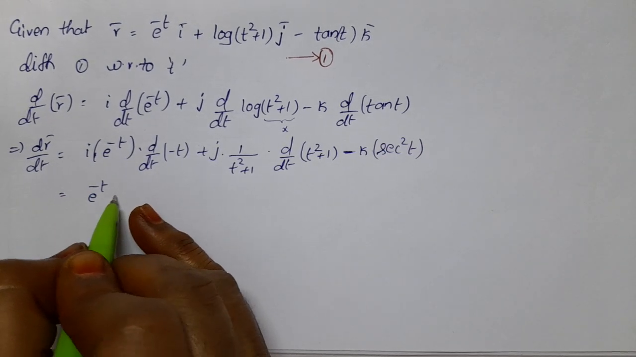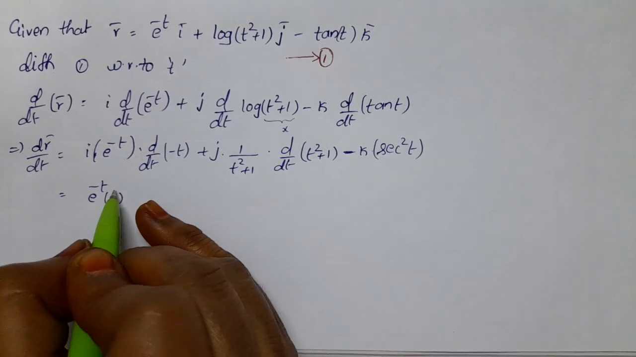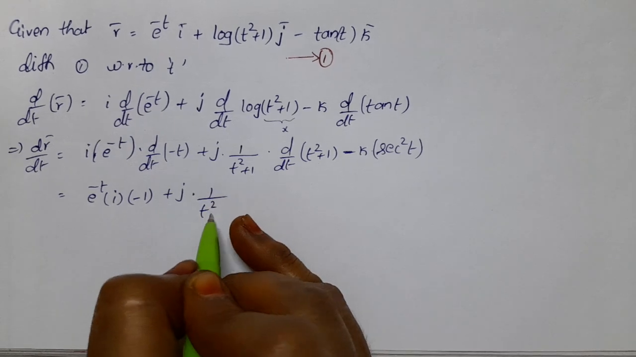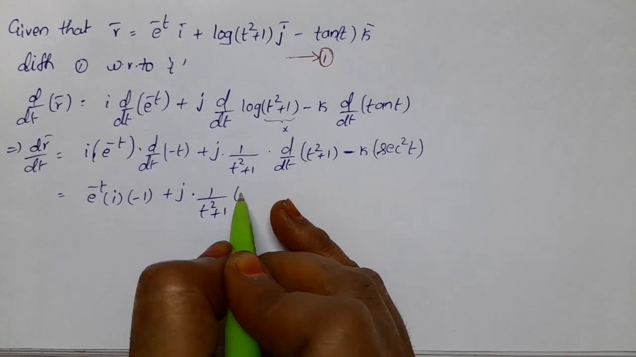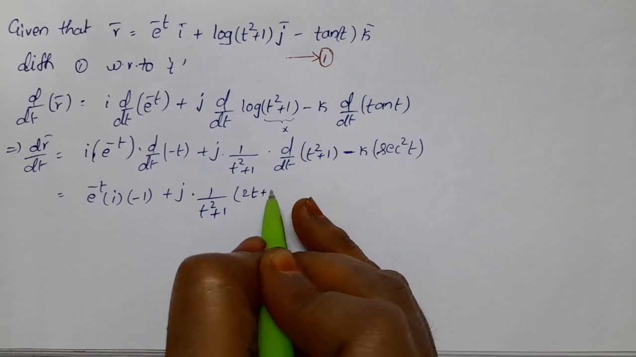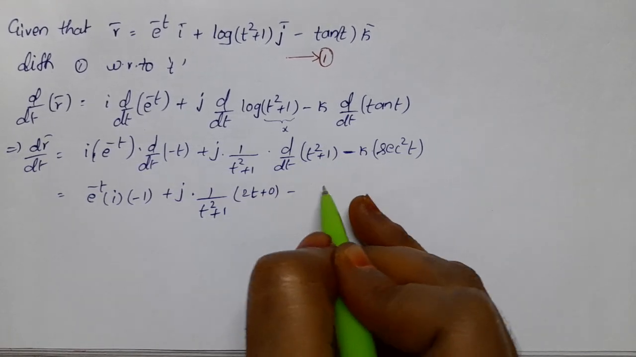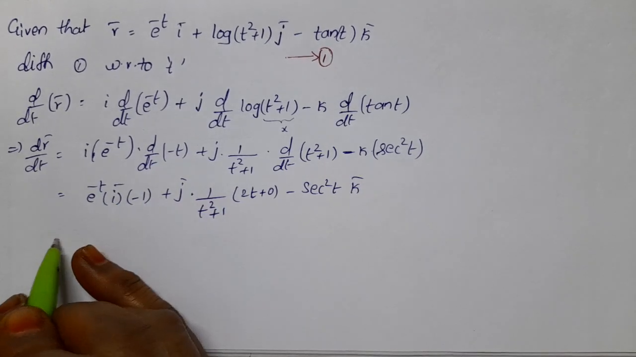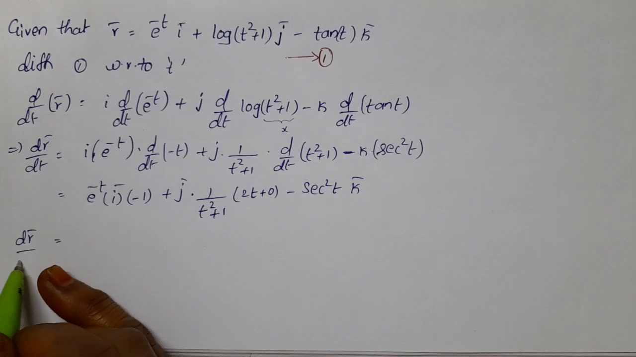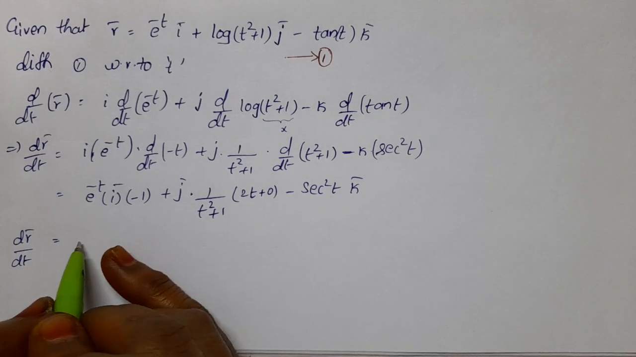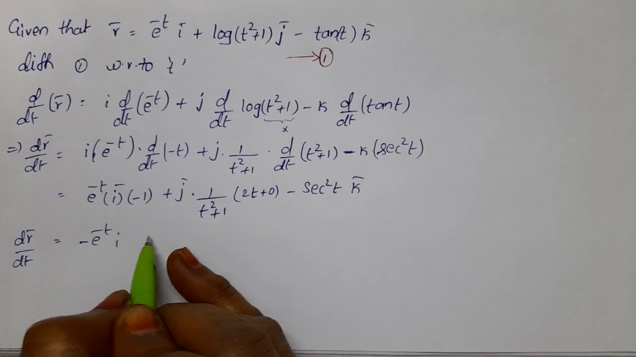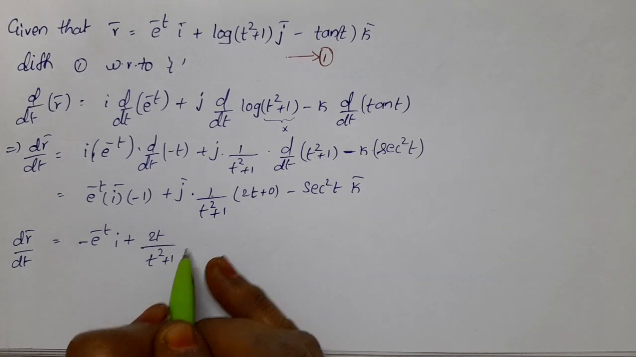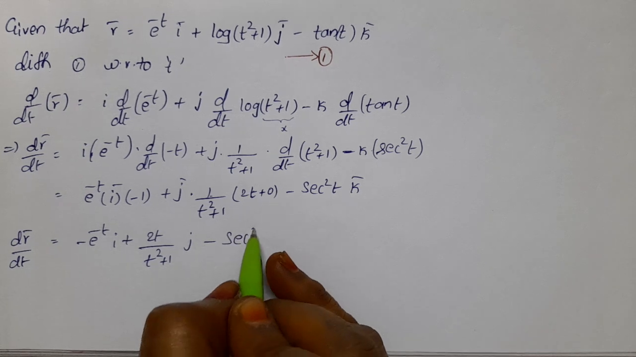e power minus t i. Derivative of minus t is minus 1. Plus j into 1 by (t square plus 1), derivative of t square is 2t, plus derivative of 1 is 0, since the derivative of a constant is 0, minus secant square t into k bar. So finally the derivative of r bar, dr bar by dt, equals minus e power minus t i plus 2t by (t square plus 1) into j minus secant square t k.